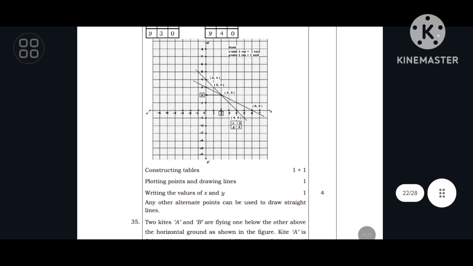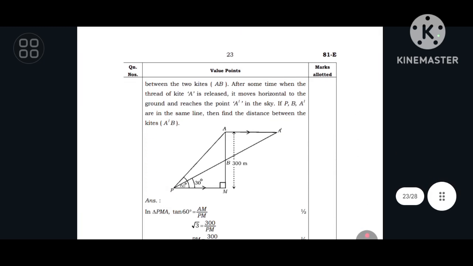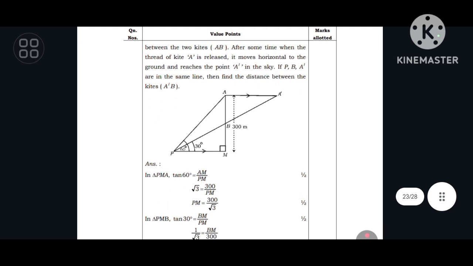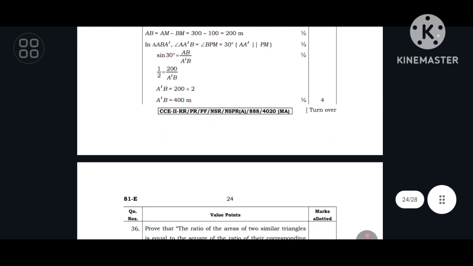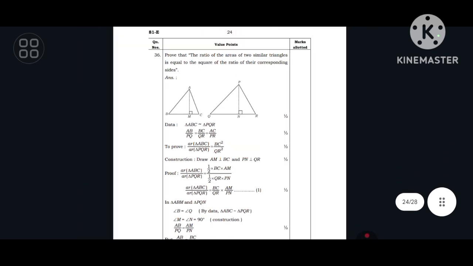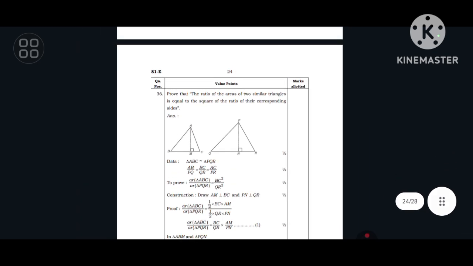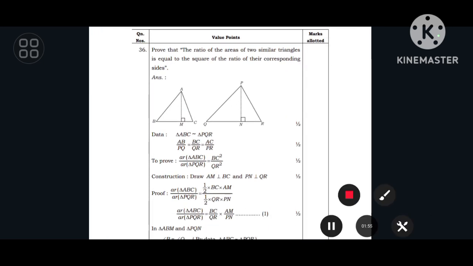See the distribution of the marks here. This is an applied question based on application of trigonometry. Please see all the points clearly and watch the video till the end. And mainly I am telling about the theorem side. Please write all the theorems.